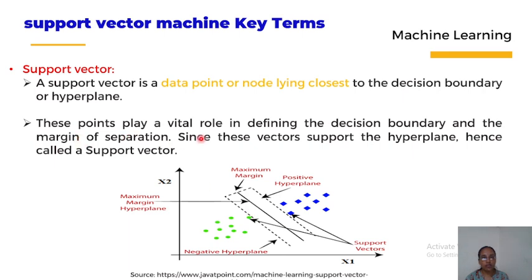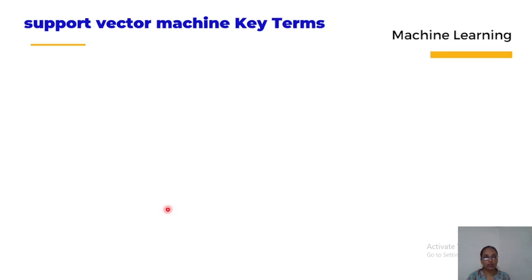These points play a vital role in defining the decision boundary and the margin of separation. Since these two vectors support the hyperplane, that's why they are called support vectors.